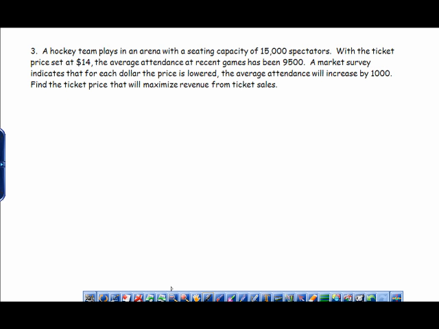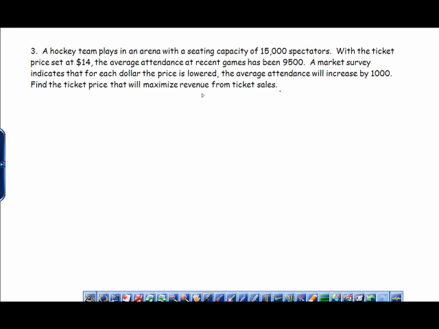Okay, let's look at the next one. This has to do with another max problem, but talking about money. So it says a hockey team plays in an arena with a seating capacity of 15,000 spectators. With the ticket price set at $14, the average attendance at recent games has been 9,500. A market survey indicates that for each dollar the price is lowered, the average attendance will increase by 1,000 people. Find the ticket price that will maximize revenue from ticket sales.